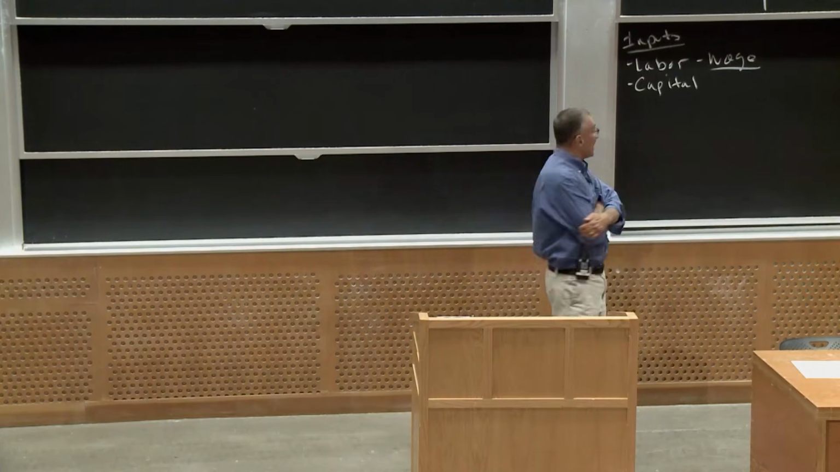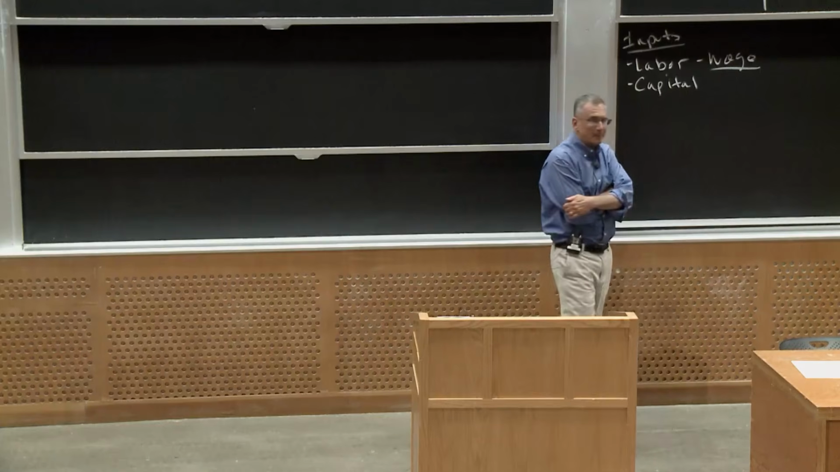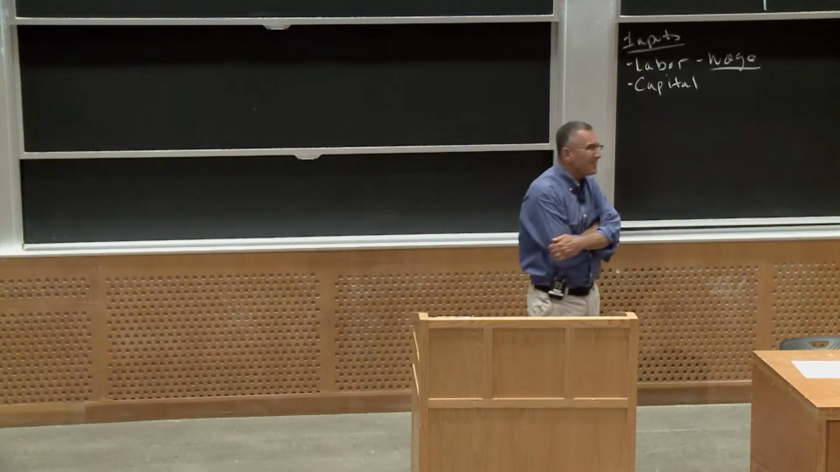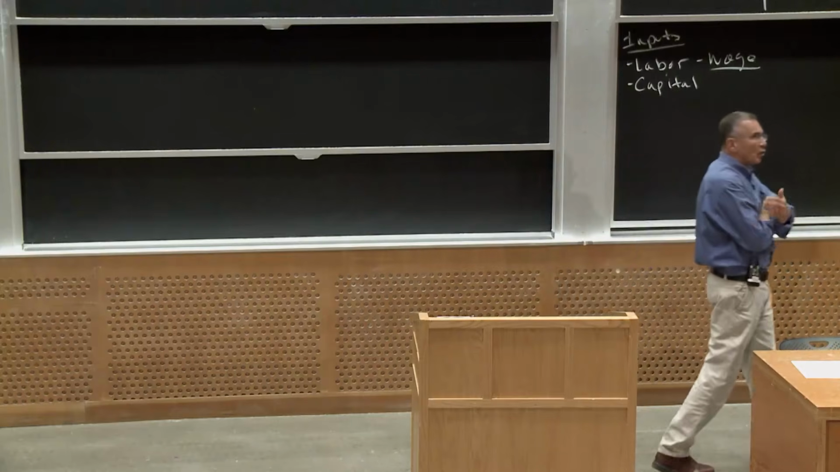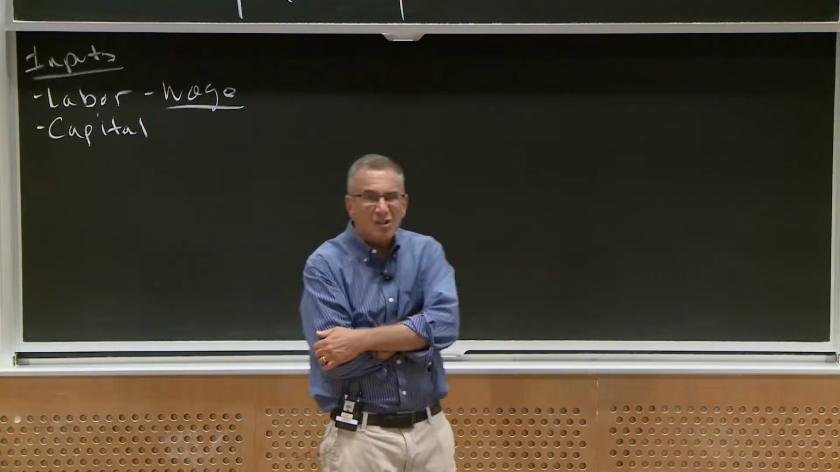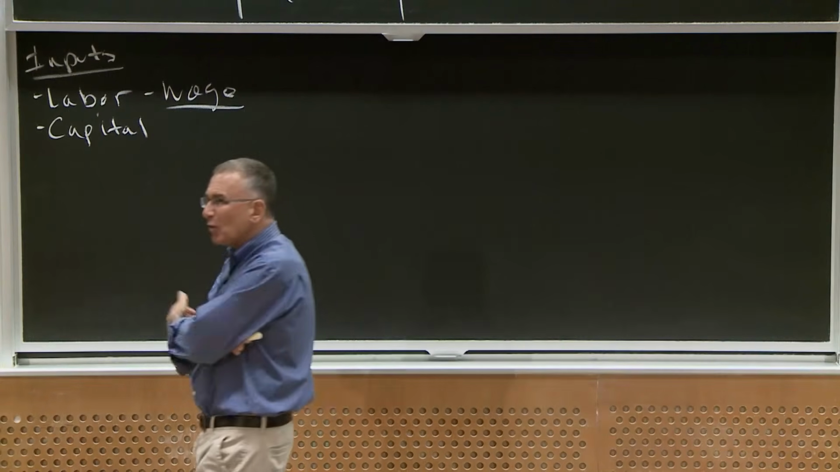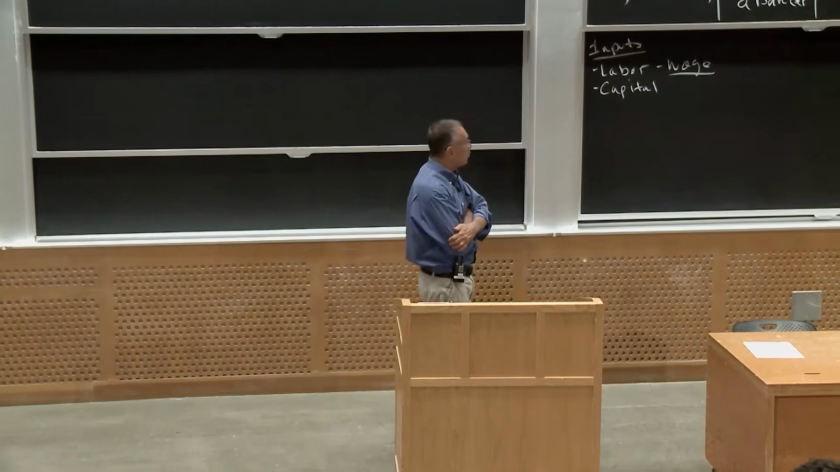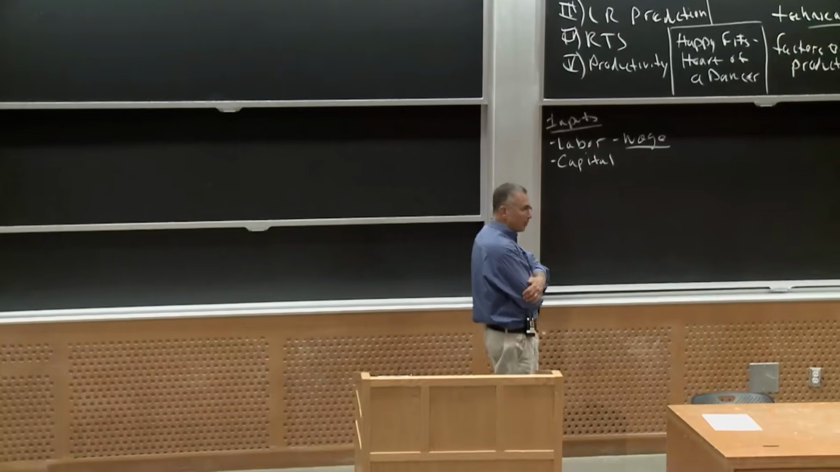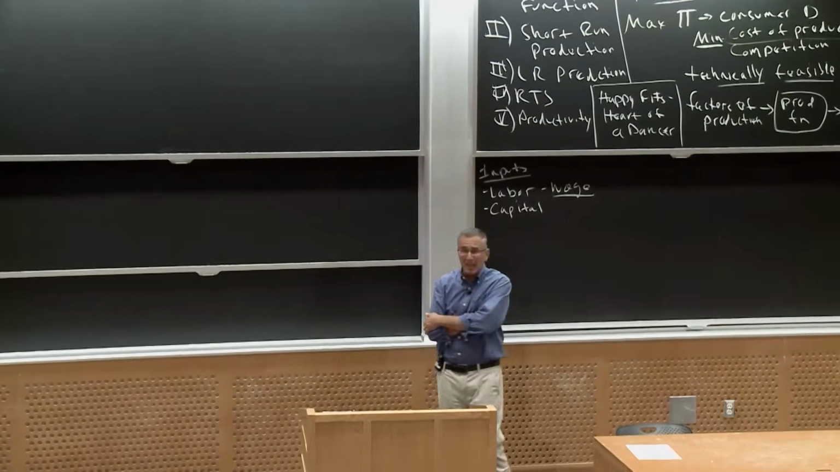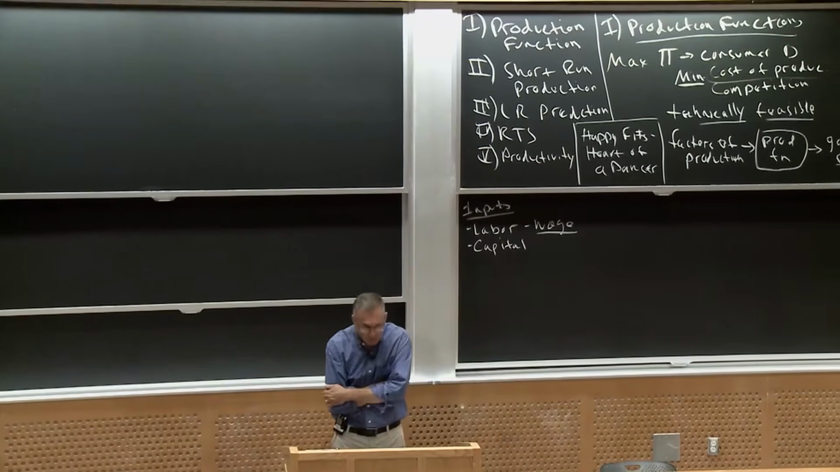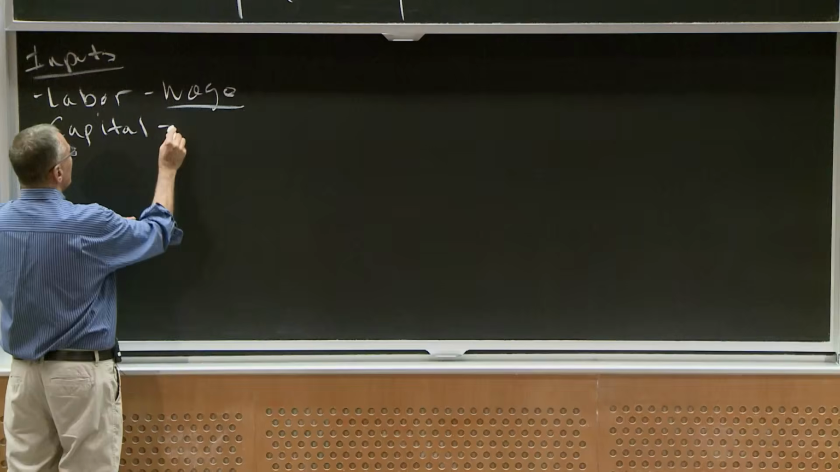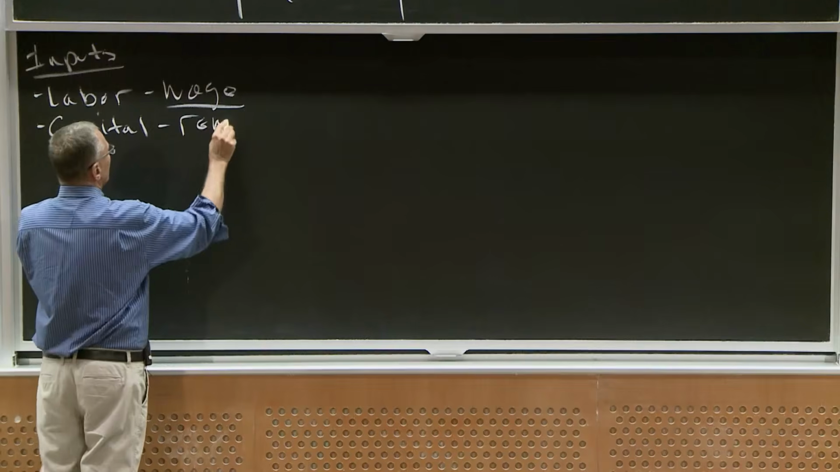Capital is more confusing. This is basically, think of it as everything else that goes into production. The machines, the buildings, the land you build on. Think of it roughly as machines. Think of this black box as workers and machines coming together to produce something. The workers we call labor, the machines we call capital. And the price of capital we're going to call the rental rate.